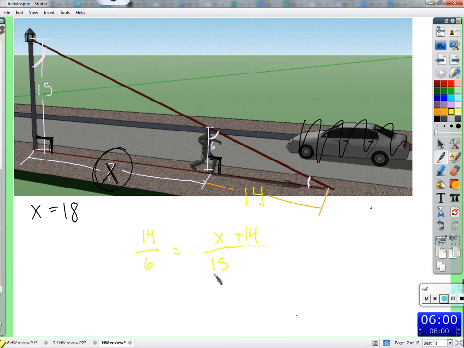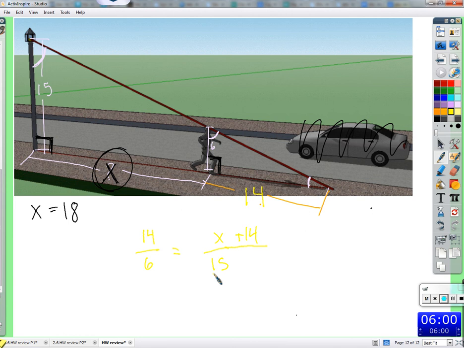What if we solved for x? What would we know? What is x? The distance between the light pole and the person. If we solved for x, that's what we would know. If we solved for x, that's the question.